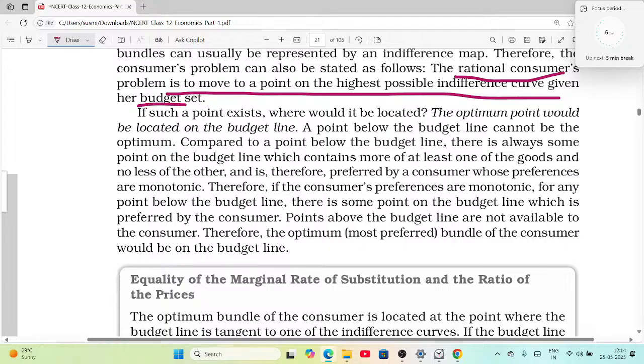If such a point exists, where would it be located? The optimum point would be located on the budget line.